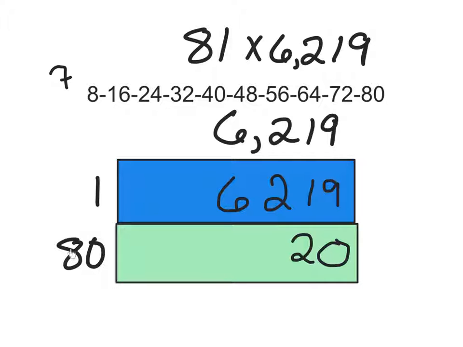Now I've got 8 times 1. Well, that's going to give you exactly 8. Plus this 7 here will give you 15. Drop that 5, carry that 1, and move along.